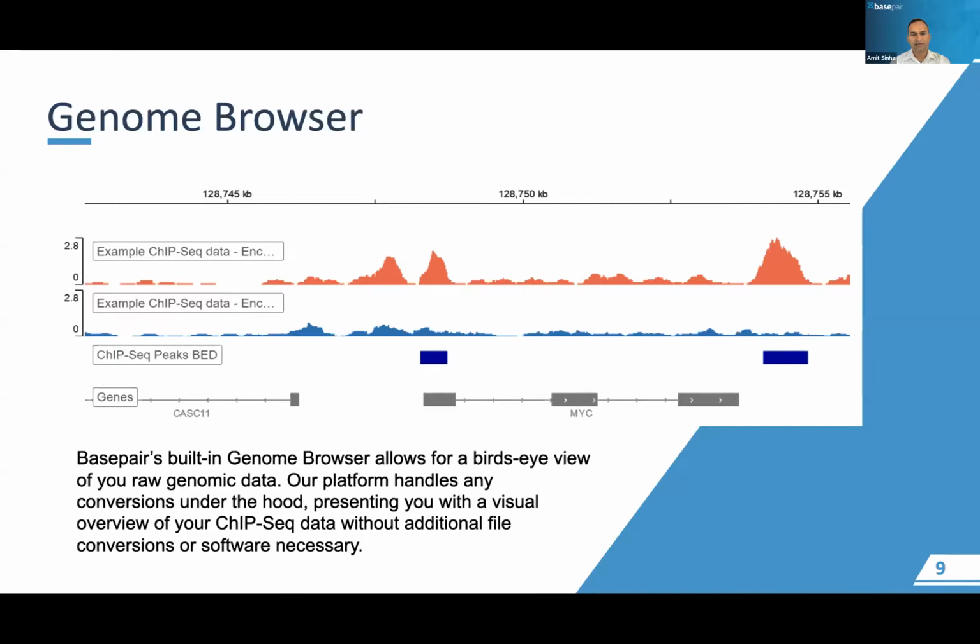In Basepair, these genome browsers are built in. So if you have your samples in the platform, you will be able to open up any sample of interest in the genome browser and visualize these regions, do interactive searching for genes of interest, go to chromosome markers of interest without even having to download any file at all.